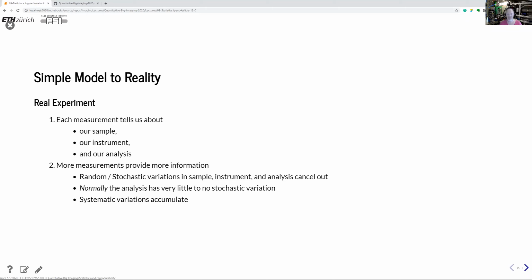The systematic variations will accumulate. So for example, if you would set the threshold in the wrong way, you would get maybe larger volumes of things or different counts of items. So that would be more the things where the analysis would contribute.